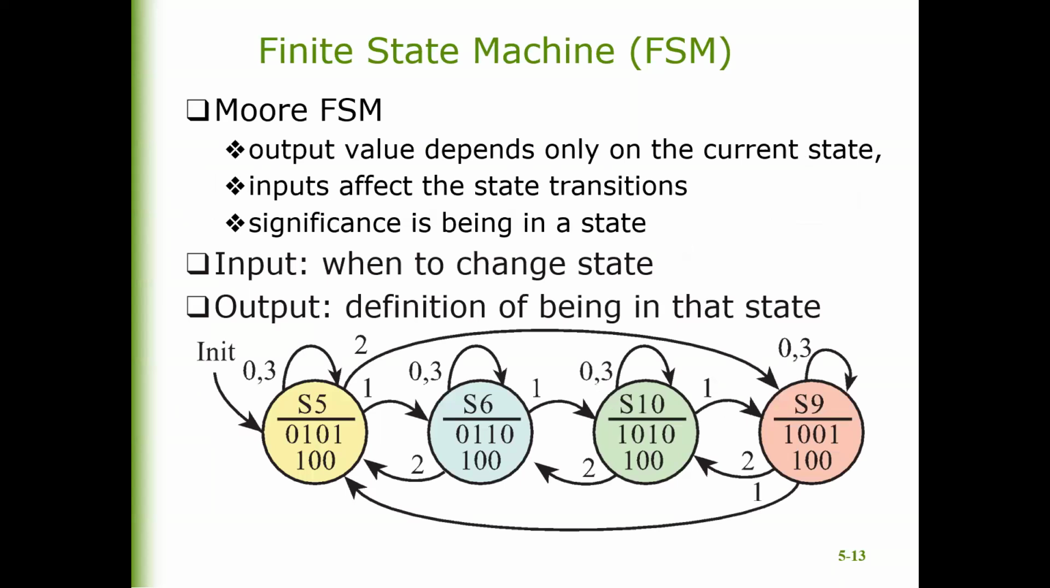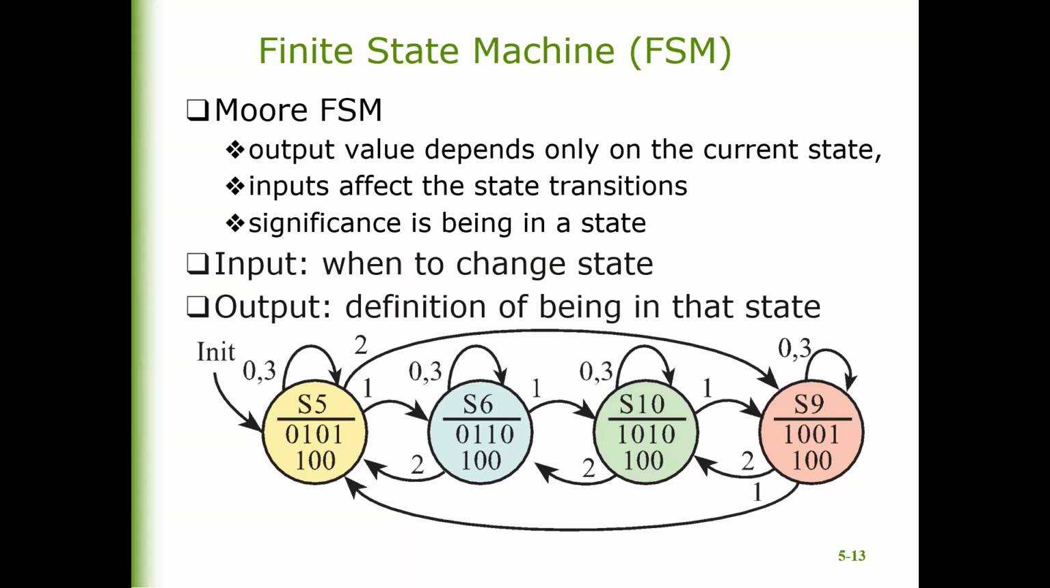And so this is another example for the FSM, and assume this is a Moore FSM. The output value depends only on the current state, and the input will affect the state transition. The significance is being in a state. We have input, which is when to change the state. We have output, which is the definition of being in that state.